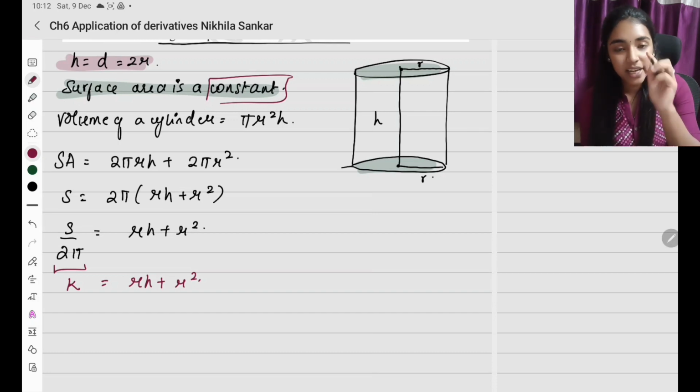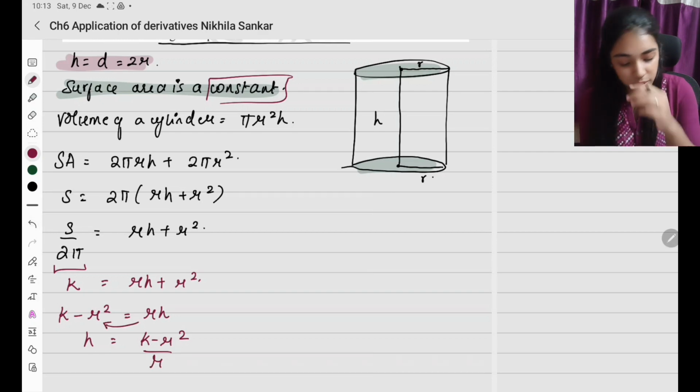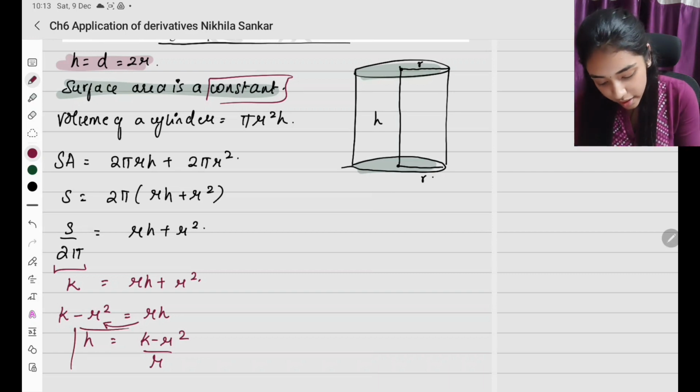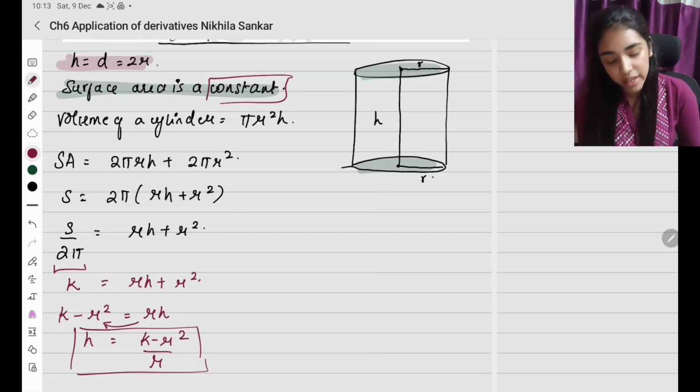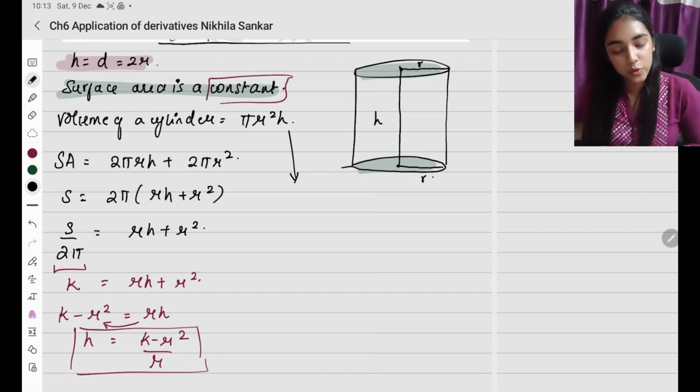So I'm going to write h in terms of r. I can write this as k minus r square equals Rh, and h equals k minus r square divided by r. So in terms of r I have h equals k minus r square divided by r. I have written h in terms of r. Now substitute in the volume formula. So what do I have?